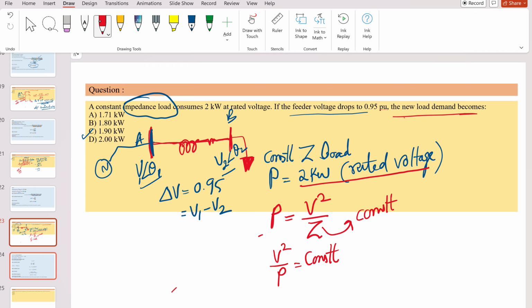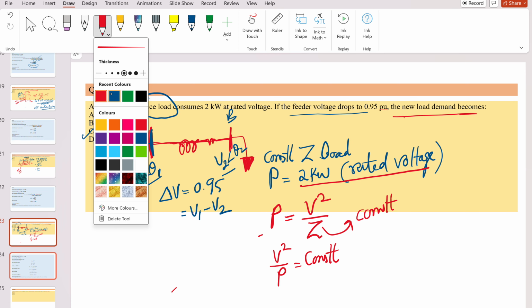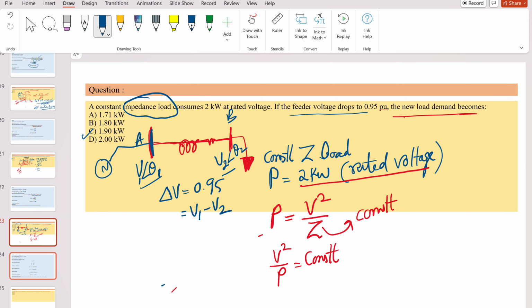The focus of the problem is how you calculate the power for a constant impedance kind of load if there is a voltage drop in between. Here we have seen that V²/P is constant, so initially you have the rated power, which means 1 pu.